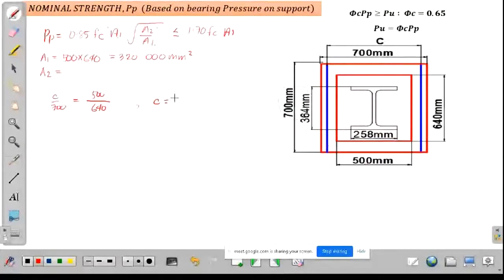58,333.33 mm squared, ma'am. Ilan? Are you sure? Ma'am, 546.875. Okay. Kasi we only have 700. So that is equal to ilan yun? 546.875. Yes, ma'am.